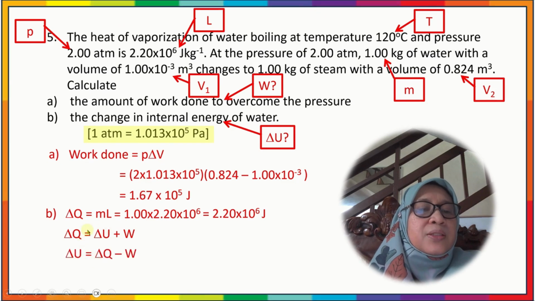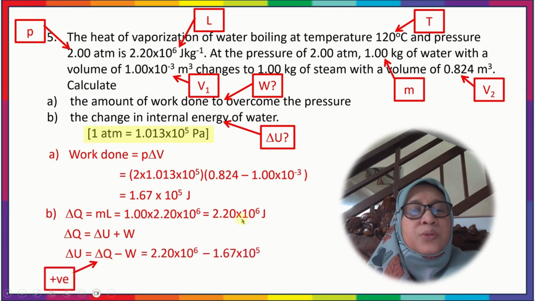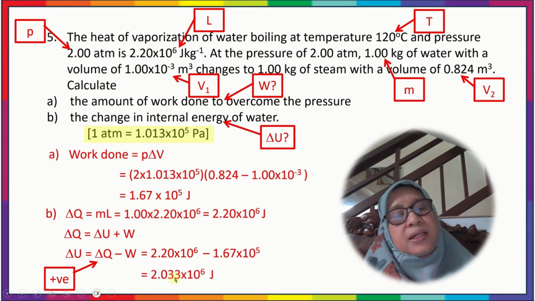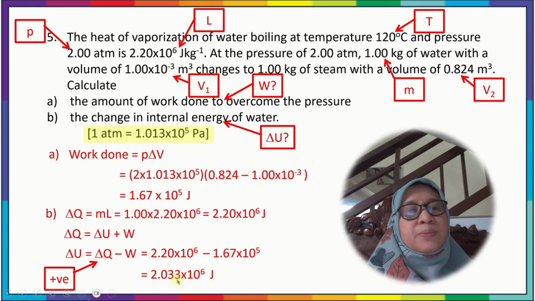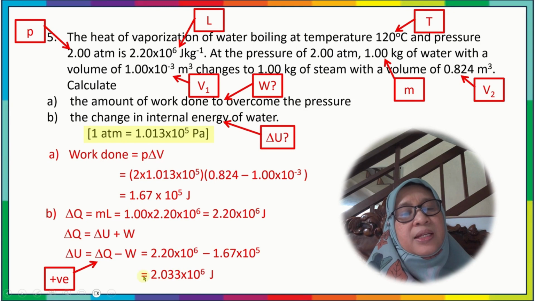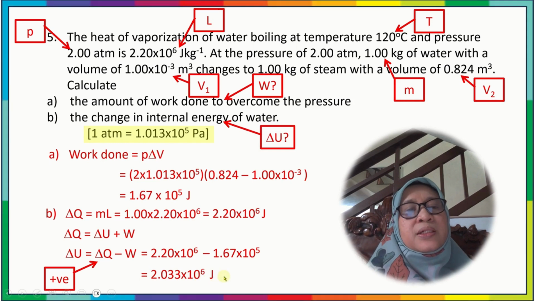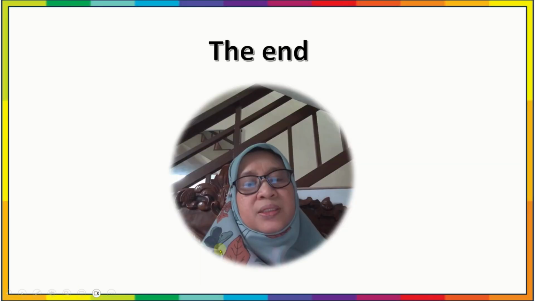Delta U equals delta Q minus work. Delta Q is 2.20 times 10 to the power 6, and it is positive, and then minus the work done, which is also positive. You get the answer delta U is positive, which means the internal energy increases, because you got a positive value, 2.033 times 10 to the power of 6 joule. So the internal energy increases.